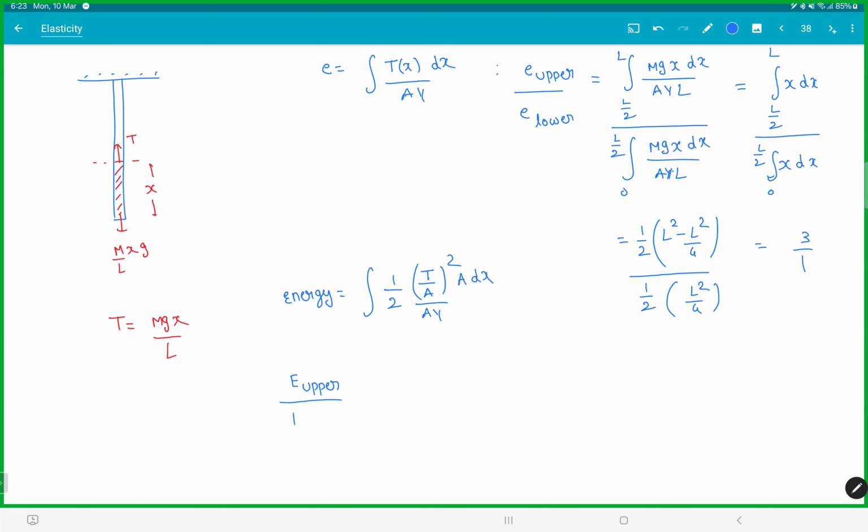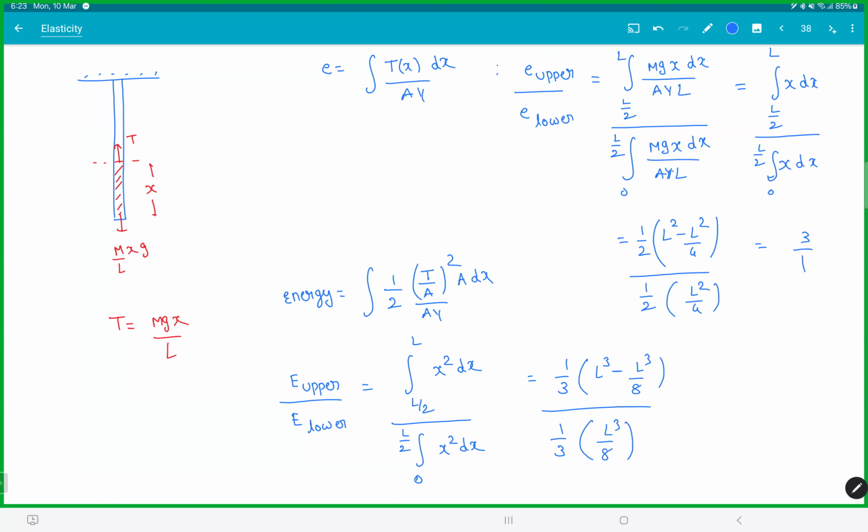So energy in the upper half by energy in the lower will be integral of x square dx from L by 2 to L, because everything else is constant there. This would be 1 by 3 L cube minus L cube by 8. Seven is to 1. Check it out.